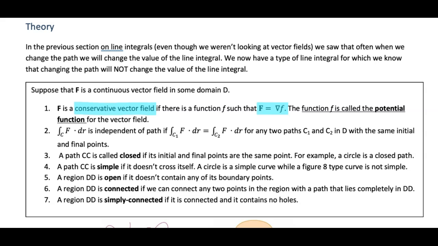So what that means is that if we can find the original function that gives us the gradient that is the vector field we're given, we're going to do an example of this. We talked about the fact that the integral of the dot product of F and dr is independent of path for any curves C1 and C2, as long as we have the same beginning and terminal point.